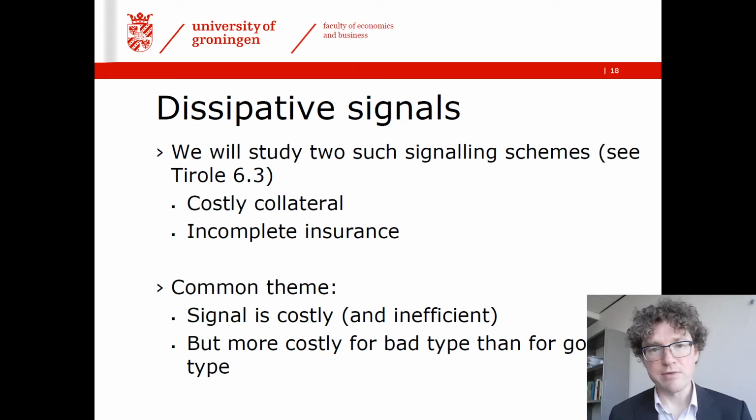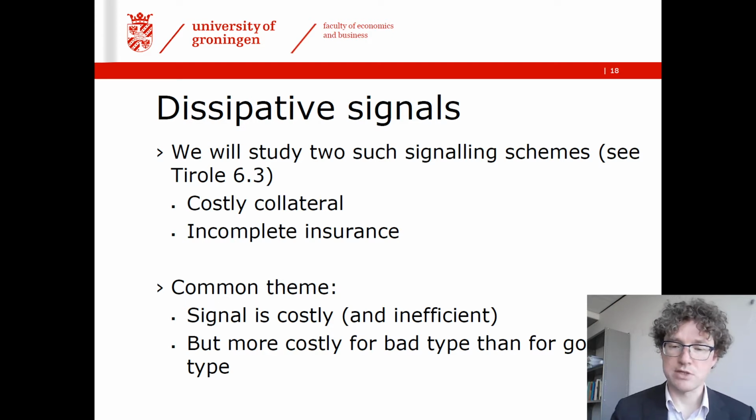And the common theme of these two dissipative signals is that they are costly. Well, that's what dissipative actually means. It's inefficient. Some profit is going to be lost here because of some inefficiency. But this inefficiency is necessary because it's going to be more costly for a bad type to send such a signal, to create such a signal, than for the good type. And that's going to sustain this equilibrium. So let's have a look at what we mean in practice.